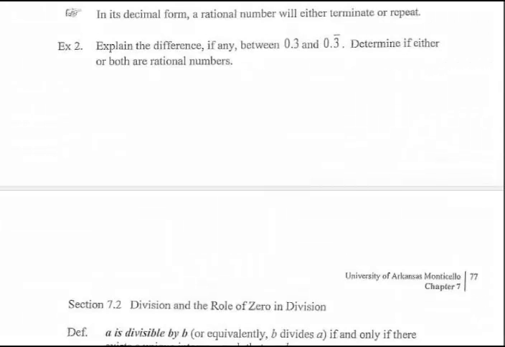Alright. Example 2 is simply touching on something that I said about decimal numbers. And there is a difference. They look like the same number, except they're not, because one has a bar over the top of the 3. This one is a terminating decimal.